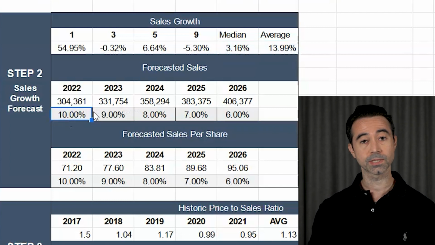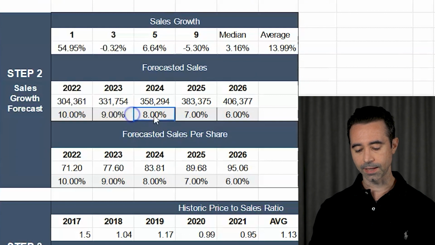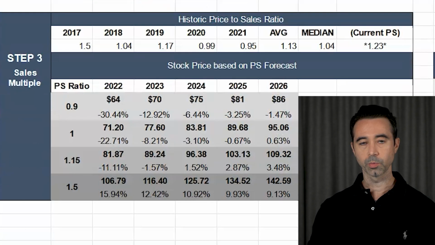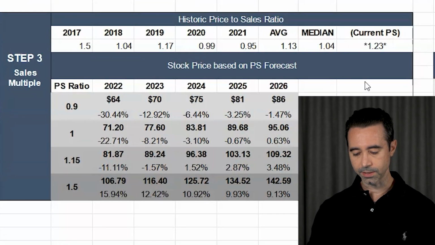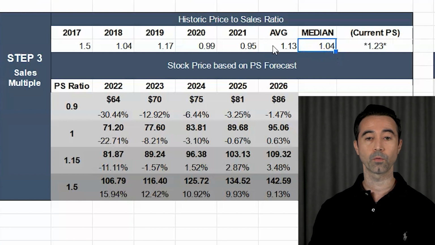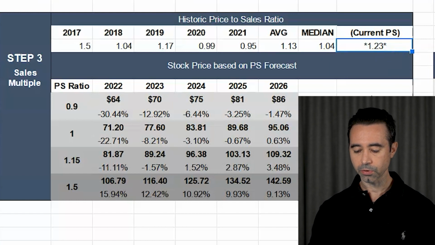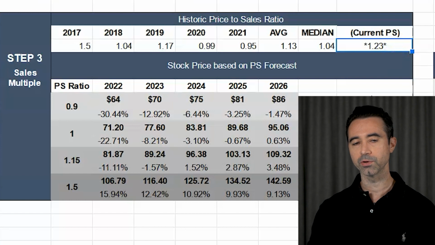So I'm going to give it a 10% sales growth to start. I'm going to decline it 9.876% by 2026. And this gives us step 3, where we find the sales multiple of the company. If we look at the median, it's $1.04 is the price to sales multiple, and the average is 1.13. It's currently 1.23, so it's higher than the median and the average lately.